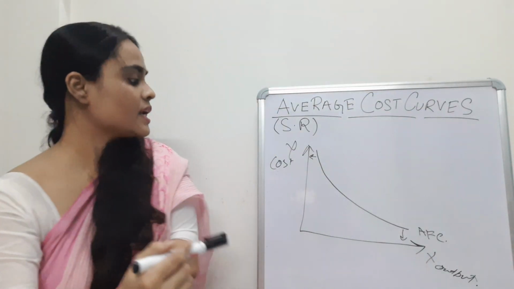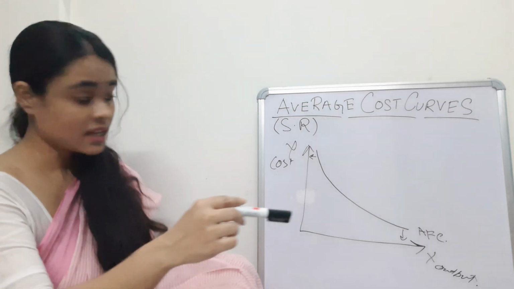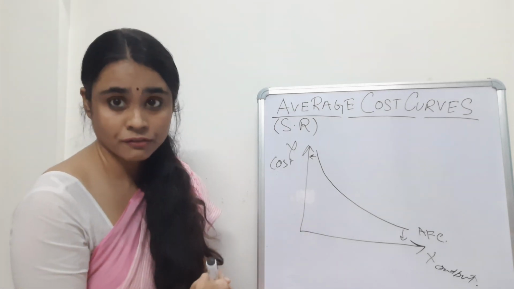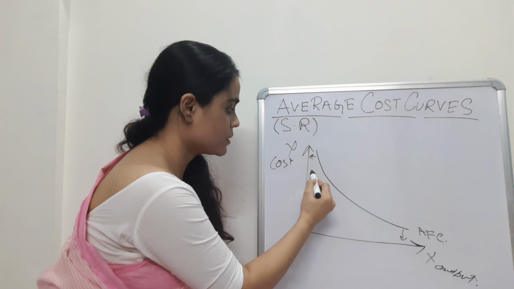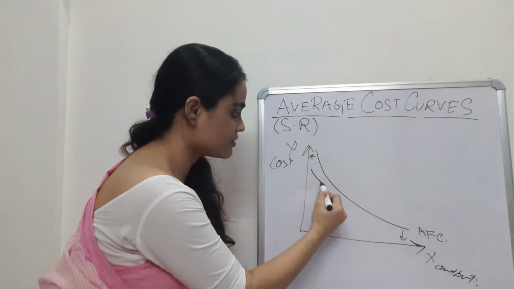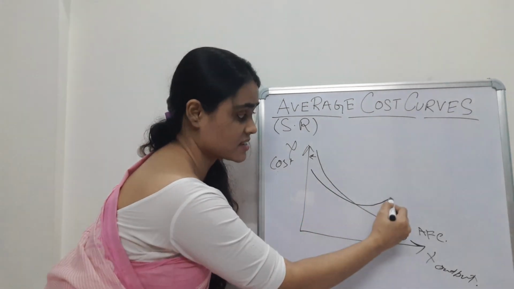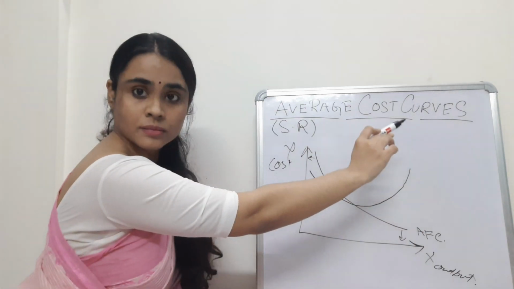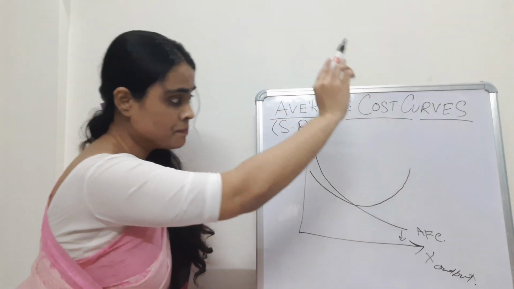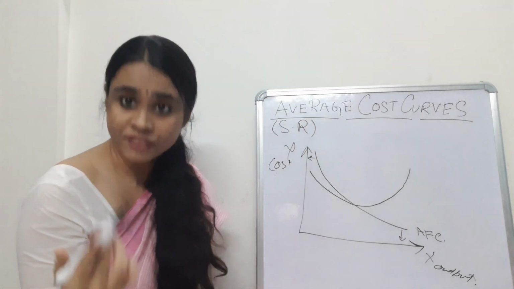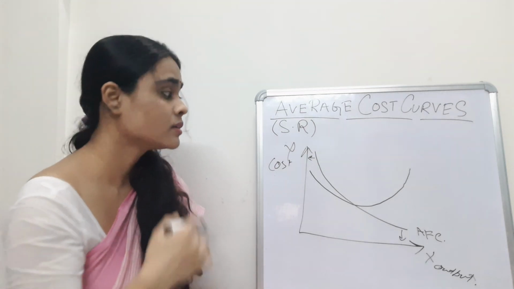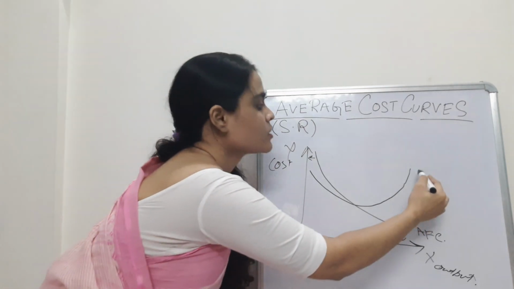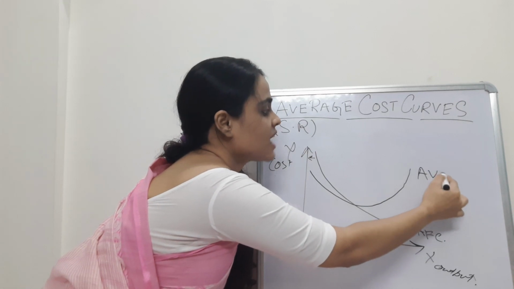So first it will be negatively sloped like the average variable cost, but after a certain time it will be positively sloped, because the value of the average variable cost will be increasing. So it shows the average variable cost.